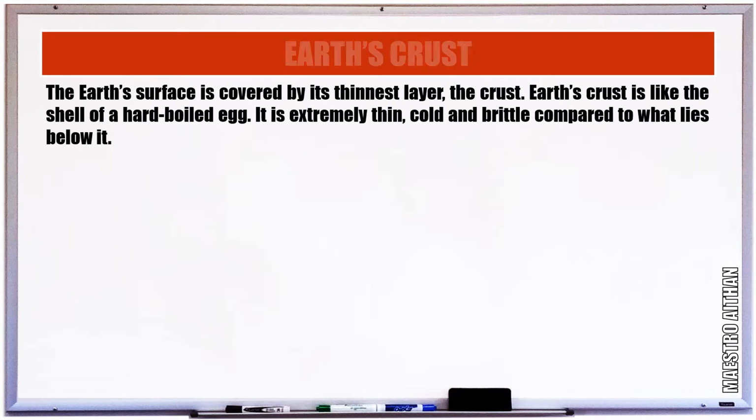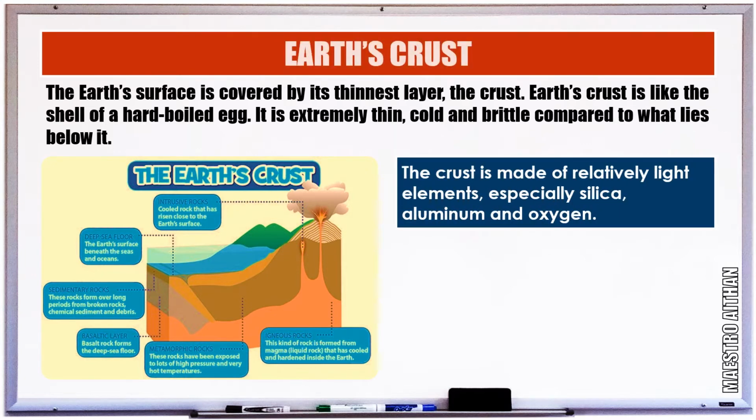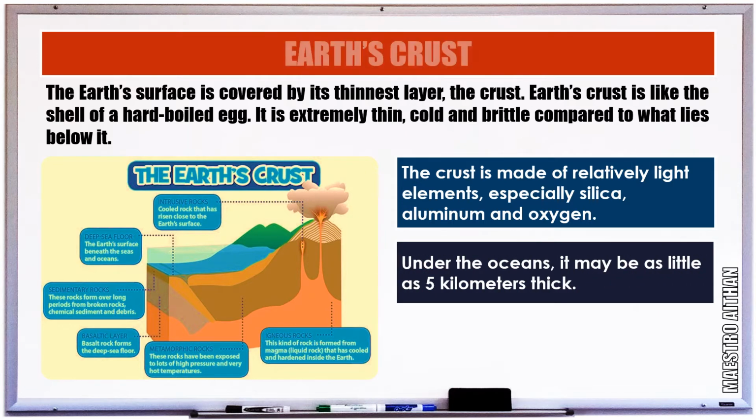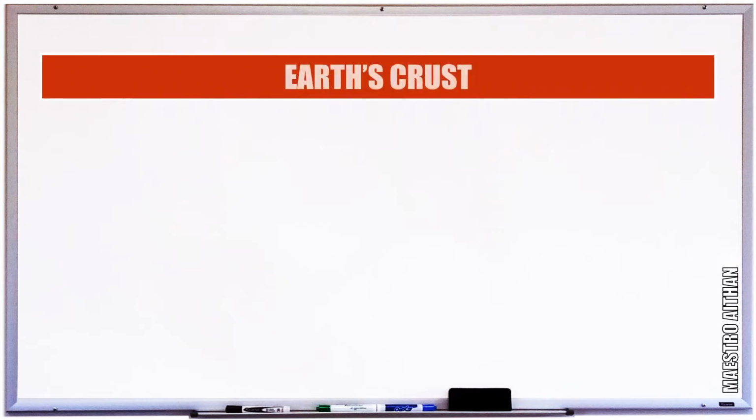The Earth's surface is covered by its thinnest layer, the crust. Earth's crust is like the shell of a hard-boiled egg. It is extremely thin, cold, and brittle compared to what lies below it. The crust is made of relatively light elements, especially silica, aluminum, and oxygen. It's also highly variable in its thickness. Under the oceans, it may be as little as 5 kilometers thick. Beneath the continents, the crust may be 30 to 70 kilometers thick.